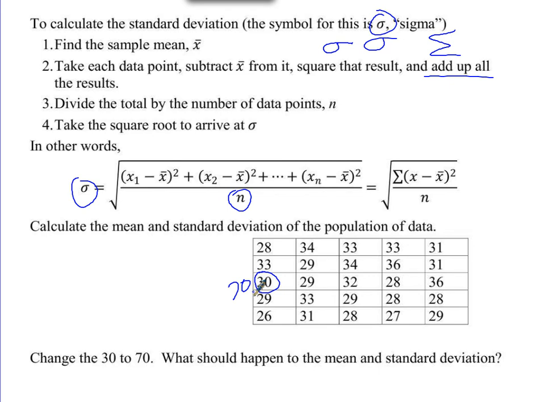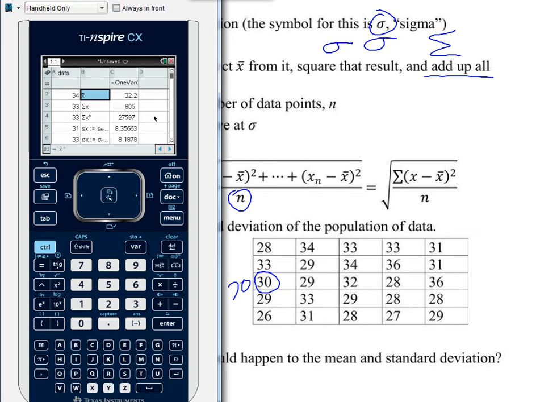By the way, notice how much the median changed. Let's bring the calculator back up. The median is now what? 31. What was the median before? If we don't remember, then all we've got to do is go and change the 70 back to a 30. It was 30. Did the median change a lot? It did change, but did it change a lot? No. So the median actually is not as affected by an outlier as the mean is.